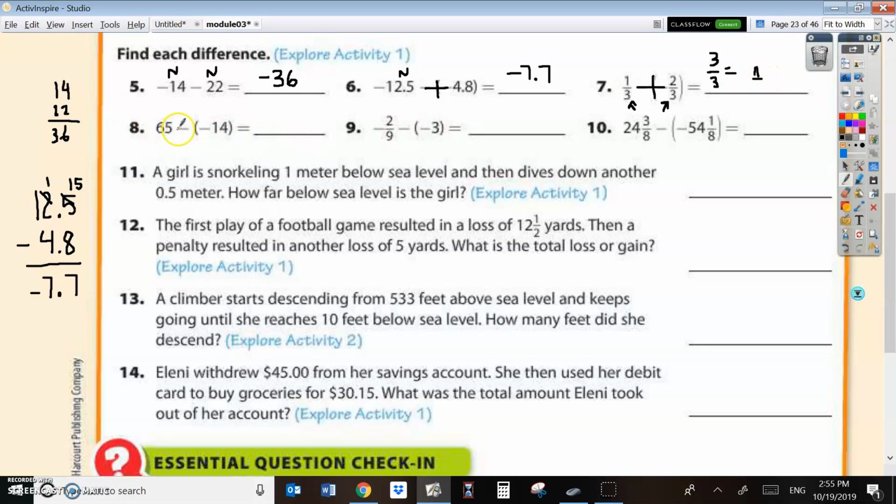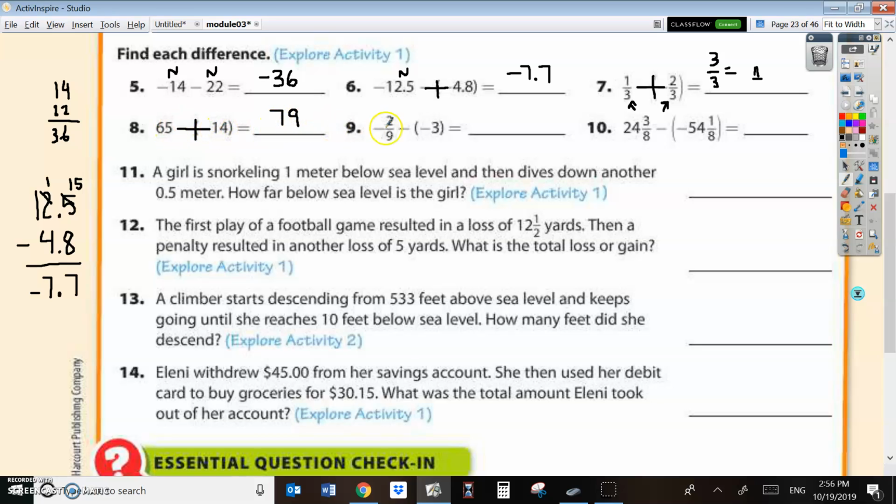Subtracting a negative is like adding a positive. 65 plus 14, 75, 79. First I added 10, and then I added 4. 65 plus 10 is 75. 75 plus 4 is 79.